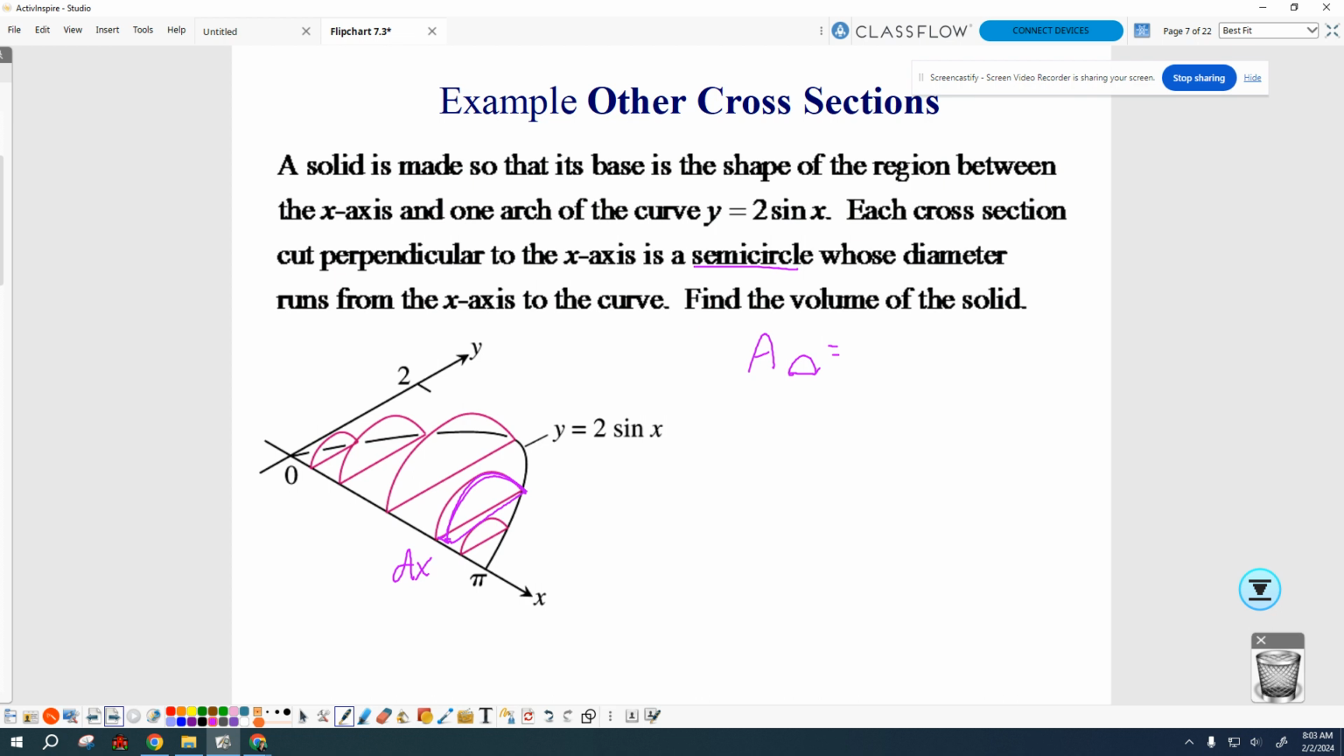So Brooke, what's the area for a circle again? Pi r squared. So Alex, what is the area of a semicircle? Pi r squared over 2.